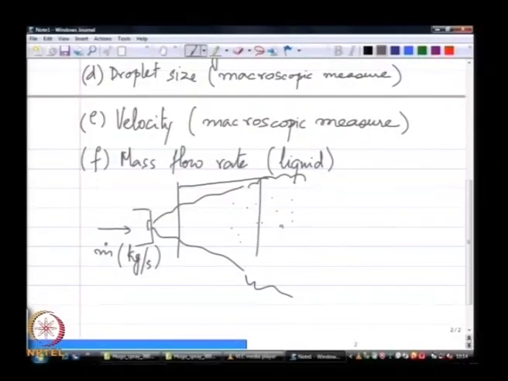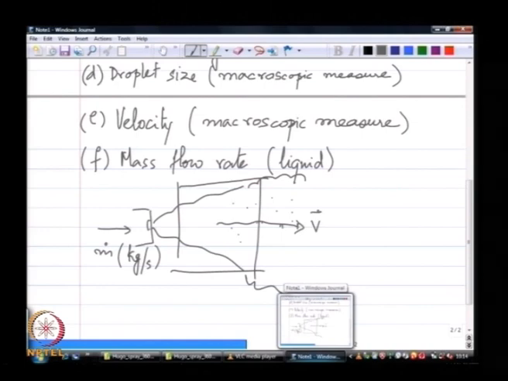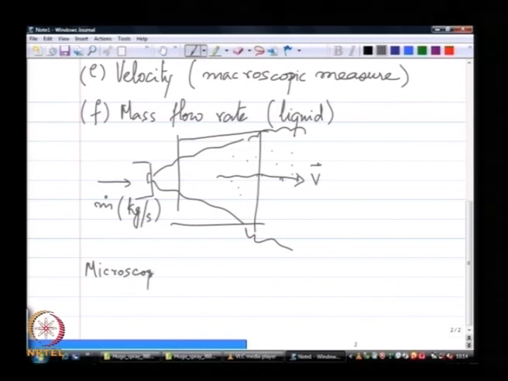Now, talk of velocity, there are two kinds of velocities. The reason I wrote down macroscopic measure is because I want to know in bulk: if I take a whole bulk of this spray, what is the velocity vector of that bulk? But really speaking, it is not of use to know what this whole bulk is doing. I want to know what different points in the spray are doing. Therefore, there is a need to understand sprays using microscopic measures.